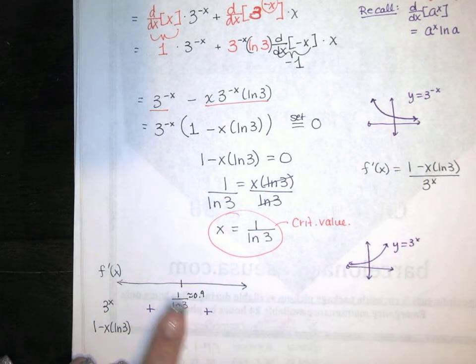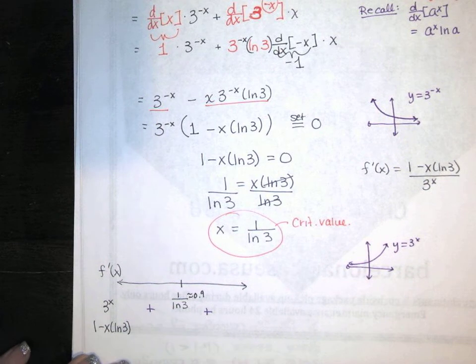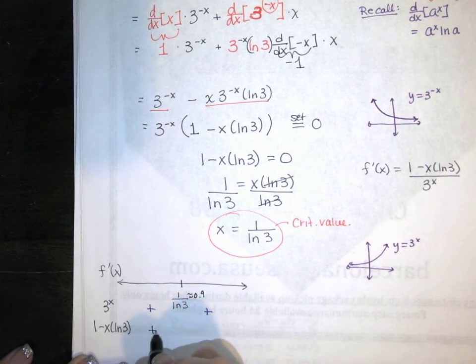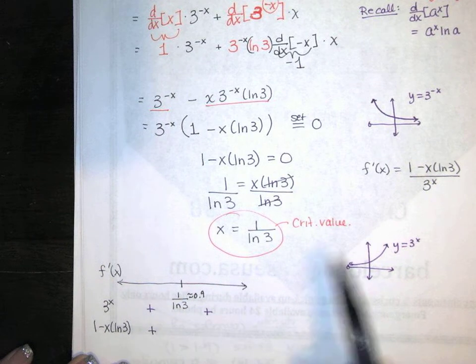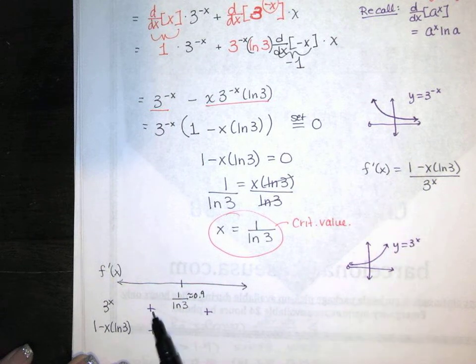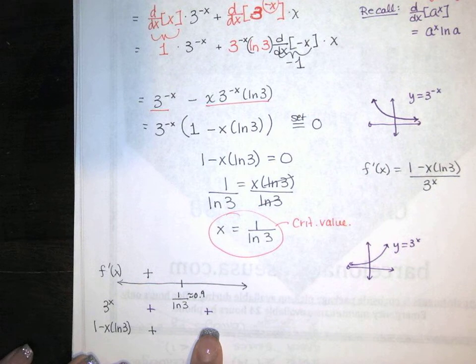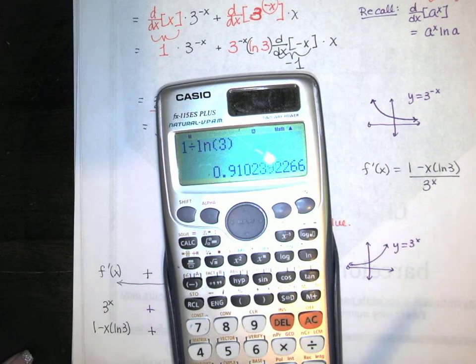So I can substitute an x equals 0 on this side and x equals 1 on that side. That'd be great. At x equals 0, we have 1 minus 0, which is 1. So f prime is a positive divided by a positive. A positive divided by a positive is positive. And then over here at x equals 1, we're going to have 1 minus natural log of 3.